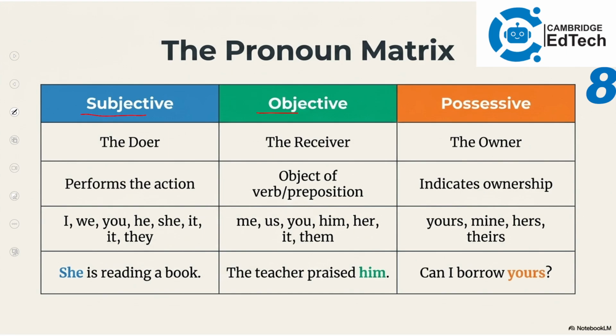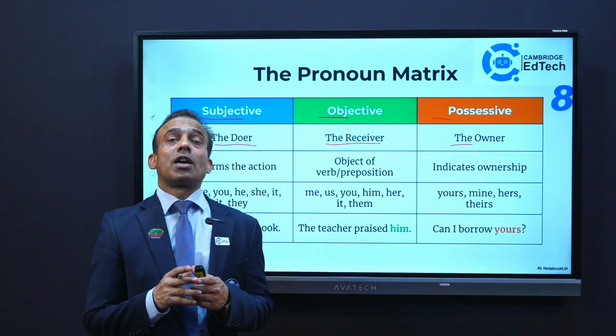Let's see the recapitulation of the cases of pronoun. Look at this: subjective, objective, and possessive. Subjective is basically the doer, objective is basically the receiver, and possessive is ownership. All those things we have already discussed here in front of you. Now, dear learners, this is all about today's lecture.